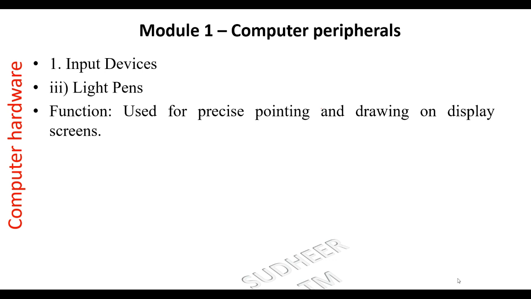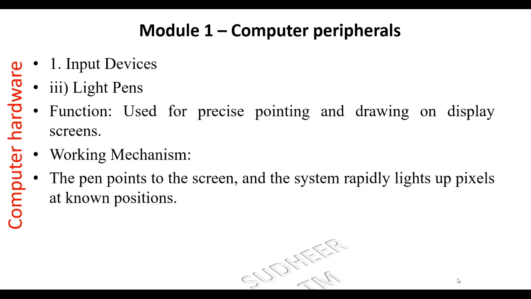Then another input device, light pens, used for precise pointing and drawing on display screens. We can write using light pens. Working mechanism: the pen points to the screen and the system rapidly lights up pixels at a known position. Pixel is something we are going to study in output devices. So there will be a screen like this.